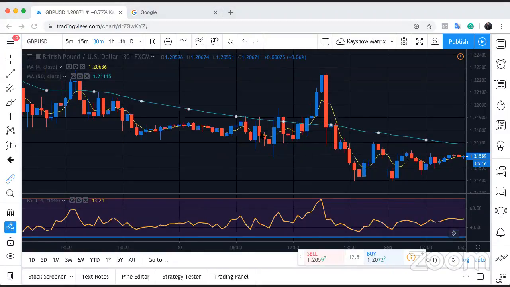For the 50 moving average, can we change the 4 MA and 50 MA? I don't understand what you mean. Can we change the 4 MA and 50 MA? Change it how? I don't understand.